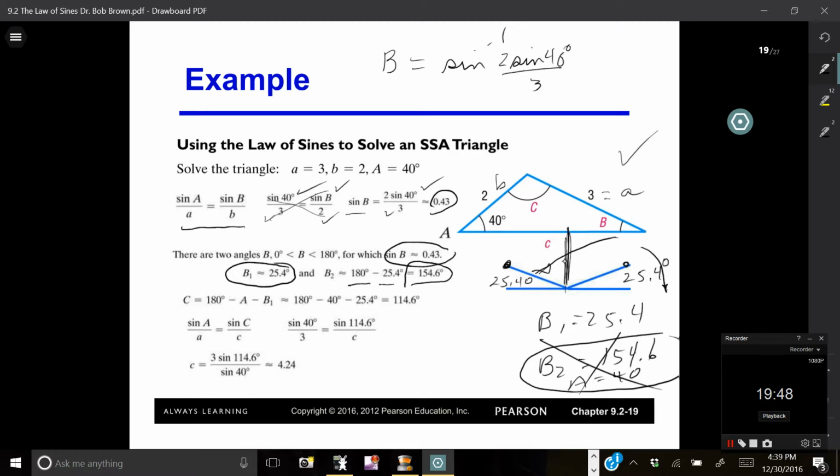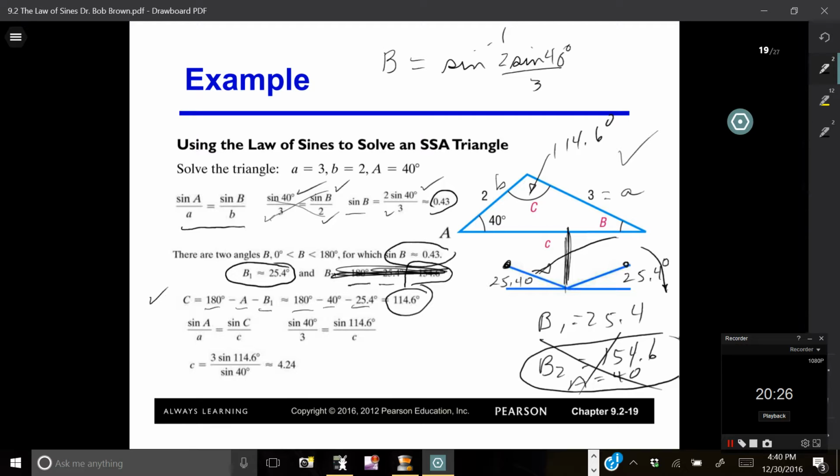So now we ignore this part and calculate C using B1, and we get C is 180 minus A minus B1, equal to 180 minus 40 minus 25.4, which is 114.6 degrees. So now we have angle C is 114.6 degrees.